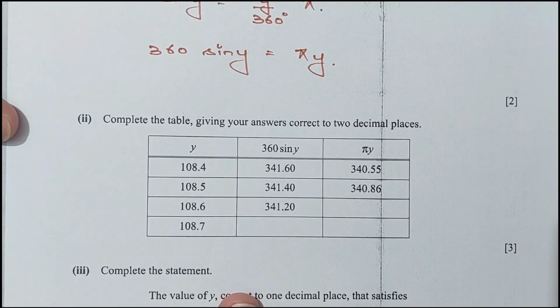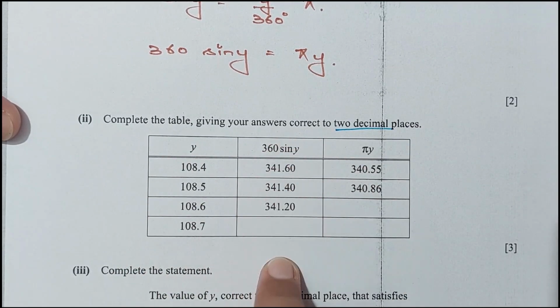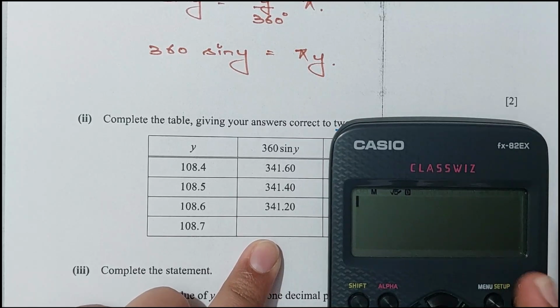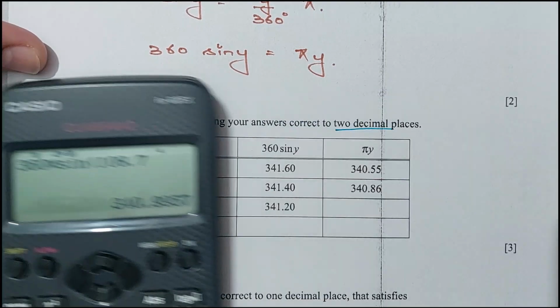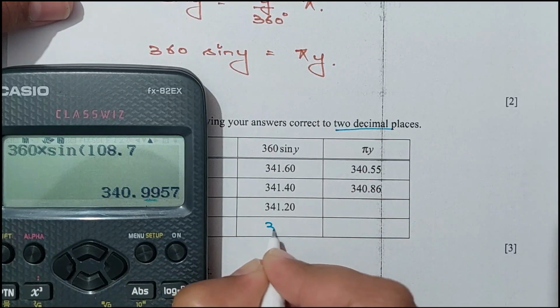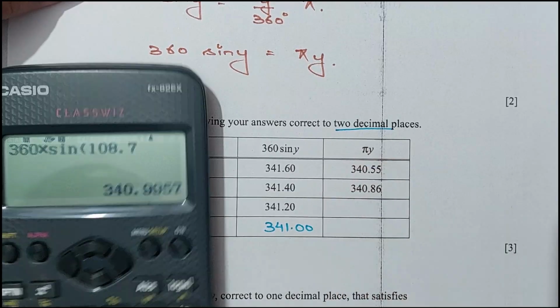Now moving to the second part, complete the table giving your answer correct to 2 decimal places. The y values are given. When y is given, what is 360 sine y? Let me complete this column first. 360 times sine 108.7 is 340.99 up to 2 decimal places. 341.00 we can say.